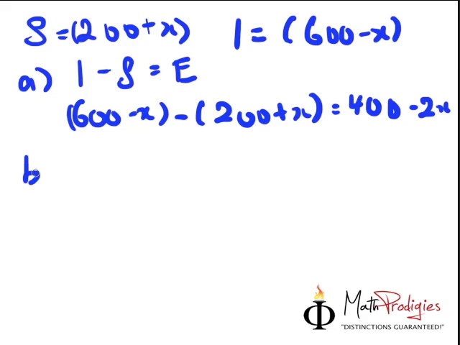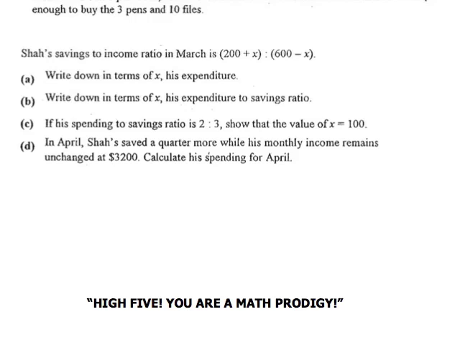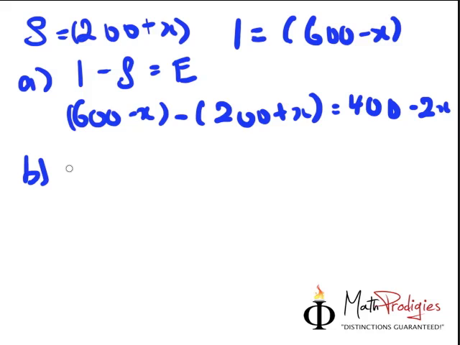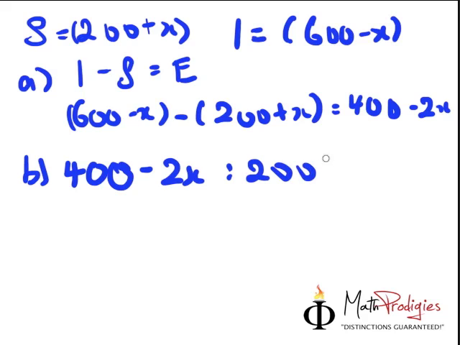For part B, write down in terms of X the expenditure to savings ratio. So expenditure to savings is, expenditure is 400 minus 2X, savings is 200 plus X. So what's the ratio? Actually, that's it. There's nothing more to that.